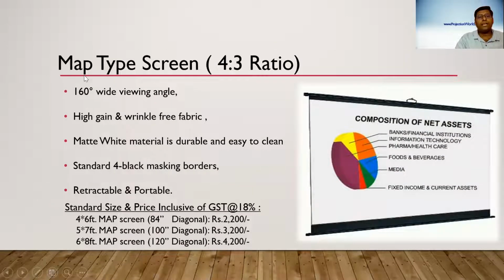Map type screen, by the name you can understand, is nothing but like a world map. You can hang it wherever you want. It comes with three hooks: one in the center, the second on the left side and the right side. The specification of the fabric is 160-degree wide viewing angle, eye gain and wrinkle free fabric, matte white material, durable and easy to clean, and it comes with standard 4 black masking borders, and it is foldable and portable.